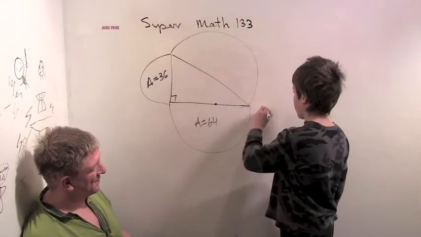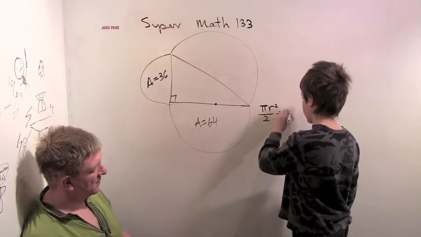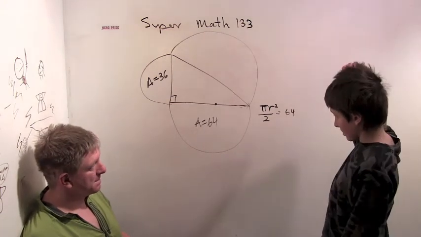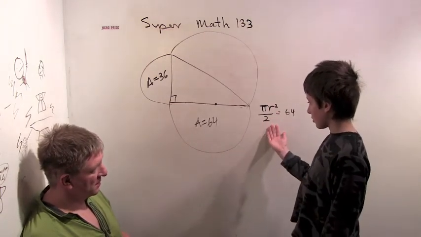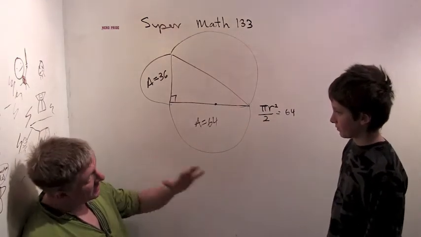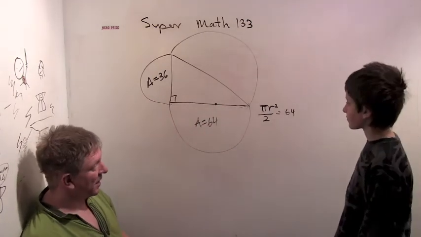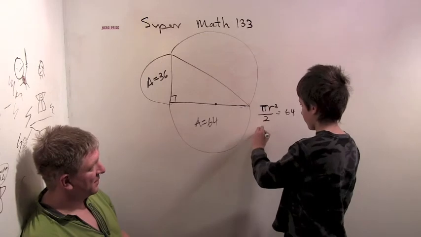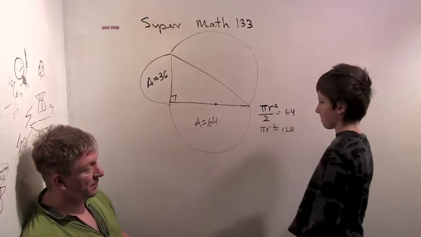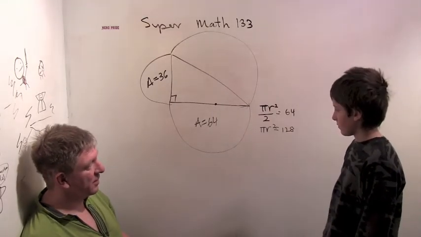So, pi r squared over 2 is 64. Okay, why is that? Because this is the area of a semicircle, and it's equal to 64. A lot of times it's good to explain the steps as you're doing. Okay, what do you do next? Multiply by 2. Pi r squared is 128. Now, that was the step that goofed you up last time. That's what caused me to erase everything.